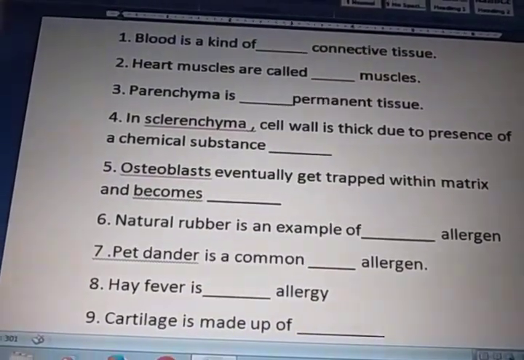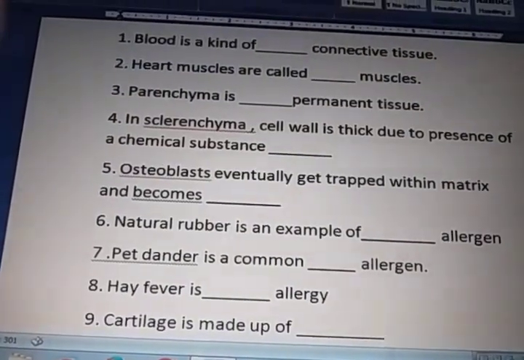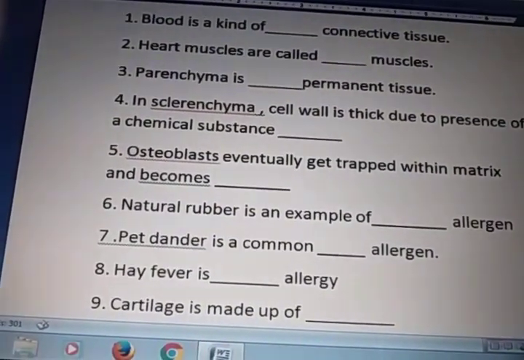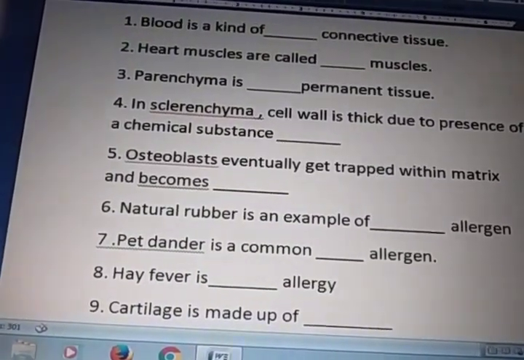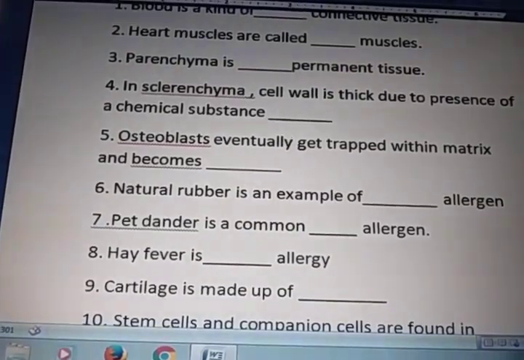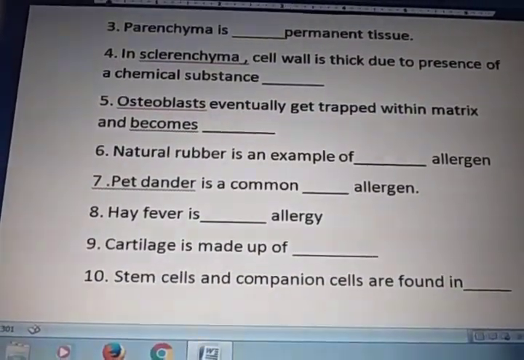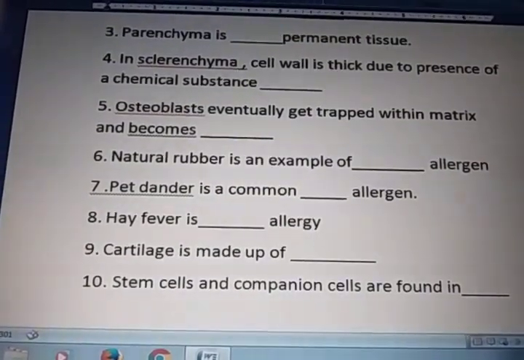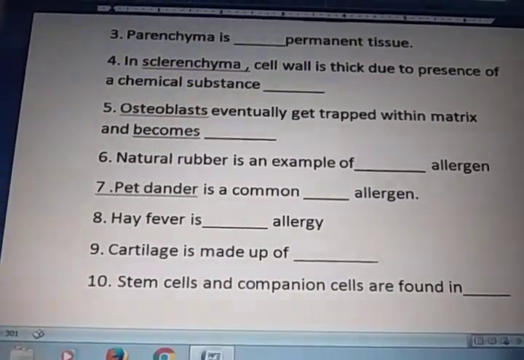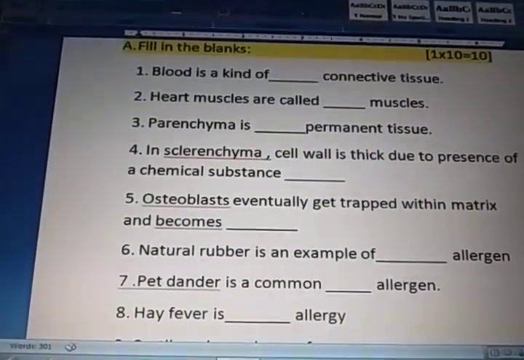Number 6. Natural rubber is an example of dash allergen. Number 7. Pet dander is a common dash allergen. Hay fever is dash allergy. Cartilage is made up of dash. And number 10 is stem cells and companion cells are found in dash. So these are your 10 blanks of part A.